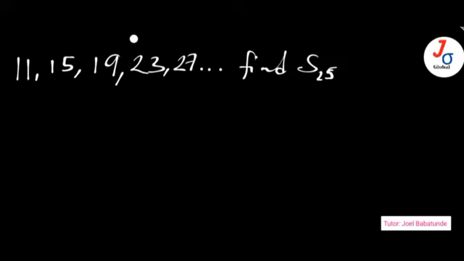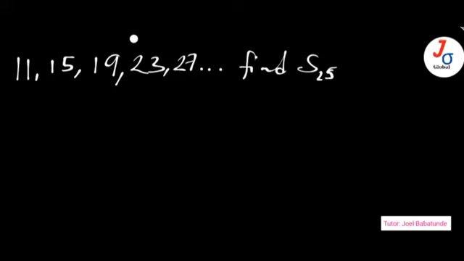In today's video lesson, we're going to be taking examples on sum of terms in AP. Here we have this arithmetic progression: 11, 15, 19, 23, 27, and so on. We're asked to find the sum up to the 25th term.